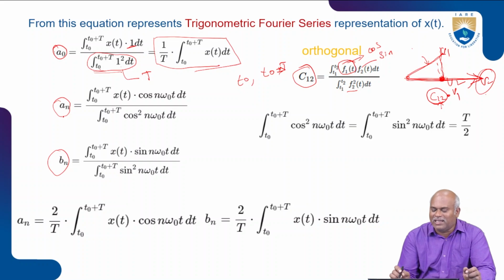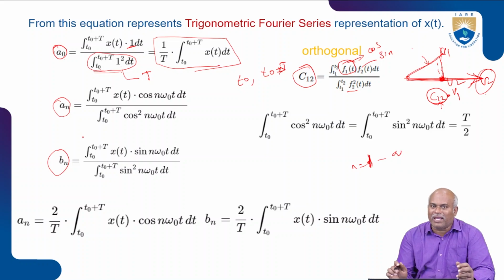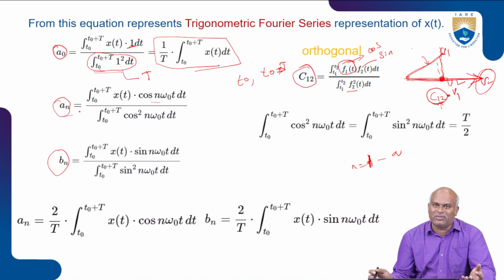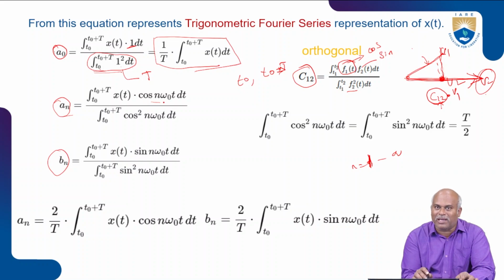This an, what is that? An is present for n equal to 1 to infinity. So in that case, we may find the magnitude coefficient, that is a of n is equal to integration of t0 to t0 plus T of x of t, the same we are taking. This is a of n. It is represented with the even values, that is considered as cos n omega 0 t dt. So the even value only we need to take for the integration of the bottom side. Integration of t0 to t0 plus T of cos square n omega 0 t dt.